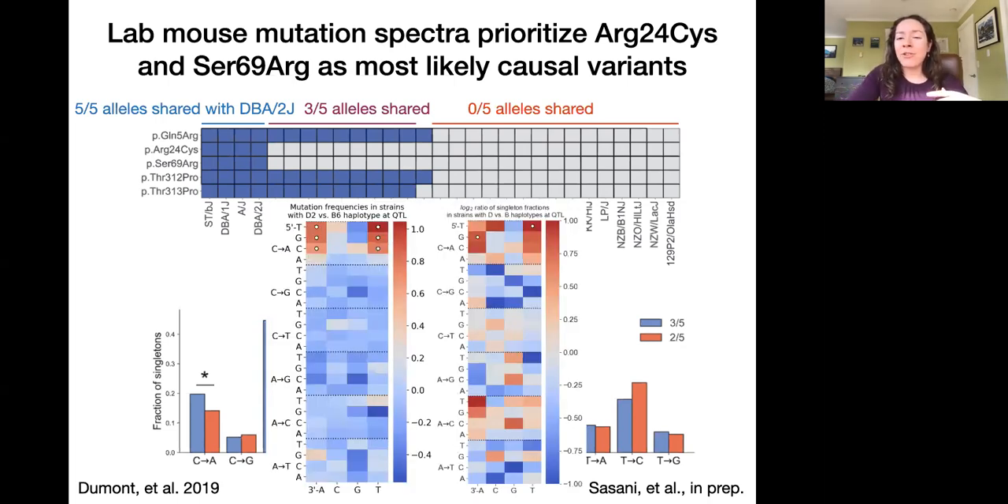And then these heat maps just show you a comparison of the log odds triplet enrichments in the D2 versus B6 BXDs versus the 5 of 5 and 3 of 5 lab strains. Of course, the data from the lab strains is quite a bit noisier, but it does show the same triplet context enrichments that we've been seeing all along, suggesting that what we are seeing in these lab strains is the action of the same mutator.